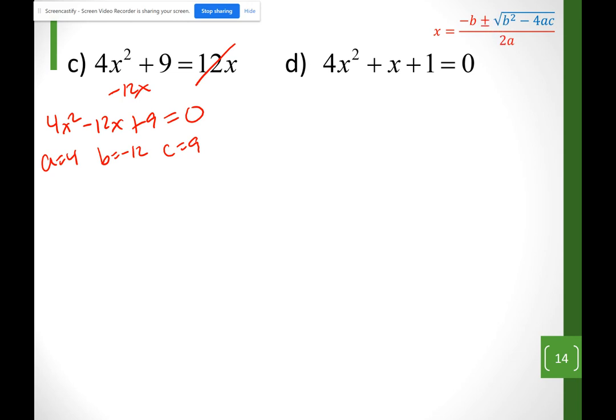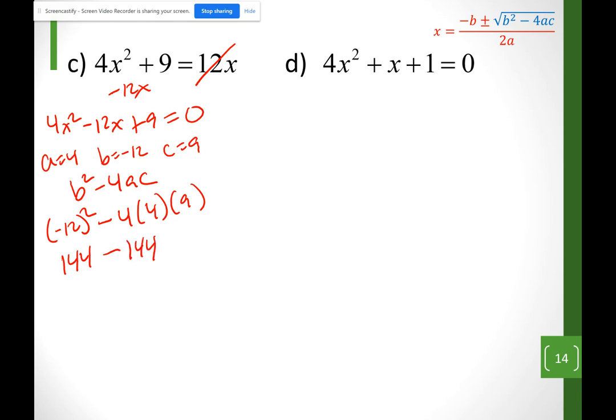Remember, my B is negative 12. Let me remember the quadratic formula. I'm just looking at the discriminant. The boy was being square, so he lost a chance with 4 awesome chicks. All right, B squared, so I'm looking at this as negative 12 squared minus 4 times 4 times 9. Negative 12 times negative 12 gives me 144, minus 4 times 4 times 9, that also gives me 144. 144 minus 144 is 0. My discriminant is 0.